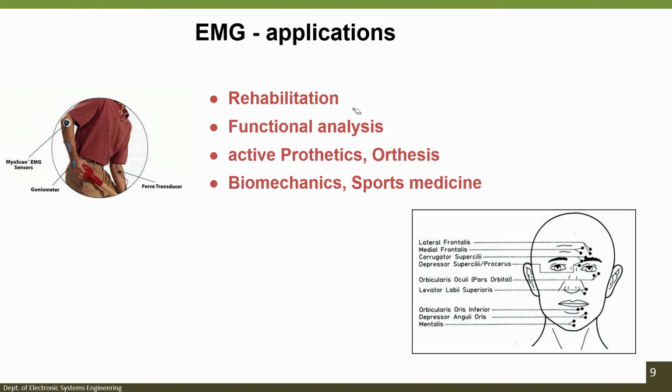And the same thing you see here, for movement of the eyelids, you can see here lateral frontalis, medial frontalis, depressor supercilii, levator labii, orbicularis oris inferior, as well as the mentalis. Everything that we have on our face, whenever we move the muscles, that muscle movement will cause a change in the voltage, and that voltage is something we can measure with the help of EMG, which is called electromyogram.